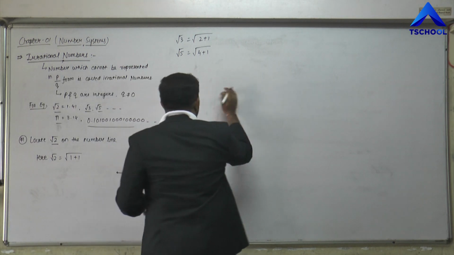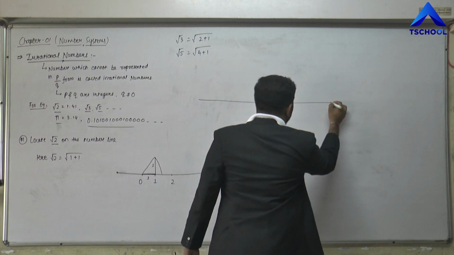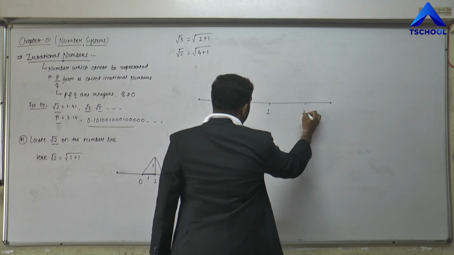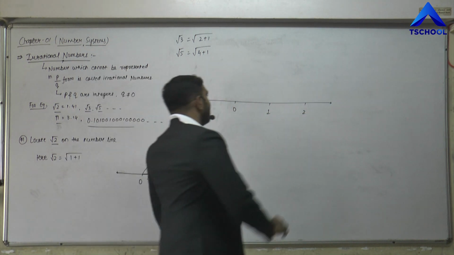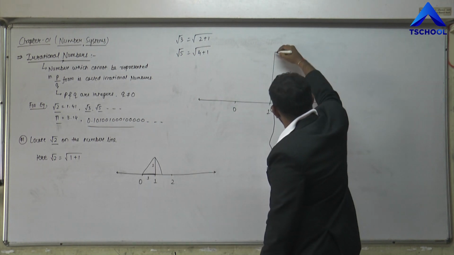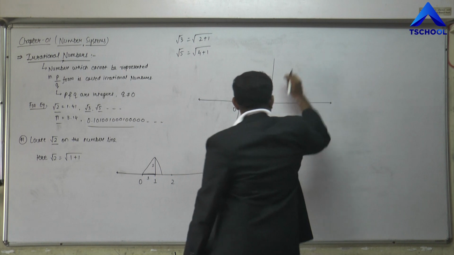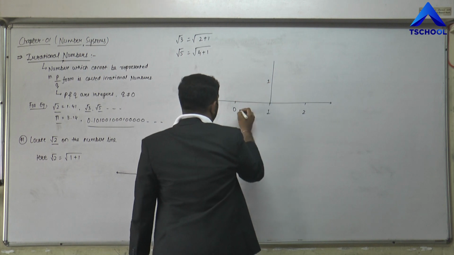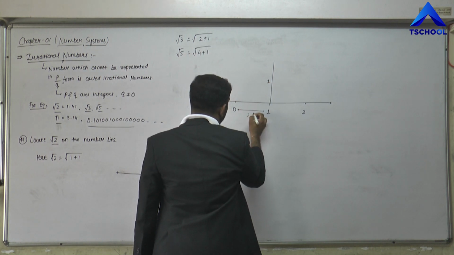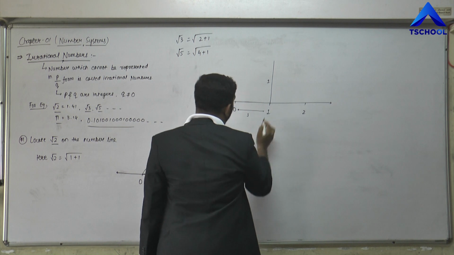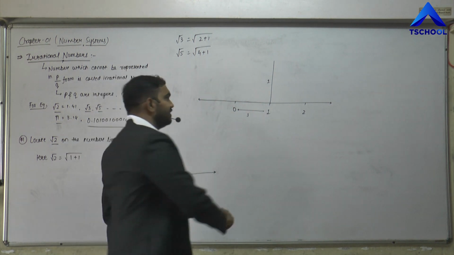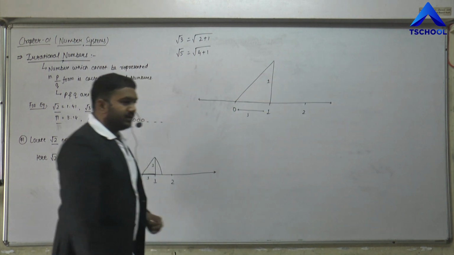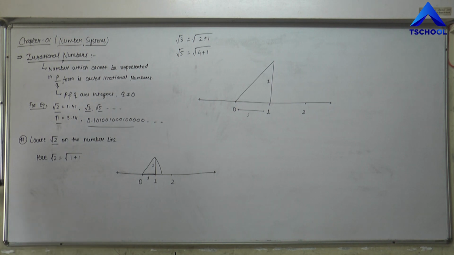Let me draw an enlarged figure here. That is our number line. That is my 0, that is my 1, that is my 2. First of all, I shall draw a vertical line of 1 unit here. You will take this distance as 1. To complete our triangle, we take this 0 to 1 and this 1, and connect the tip of the vertical line to the 0 point.